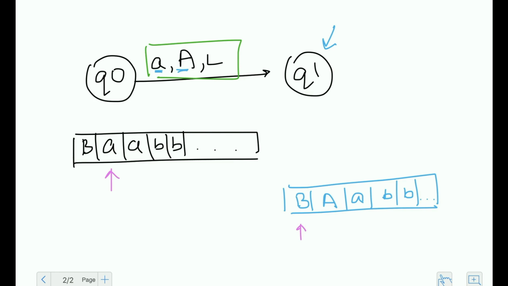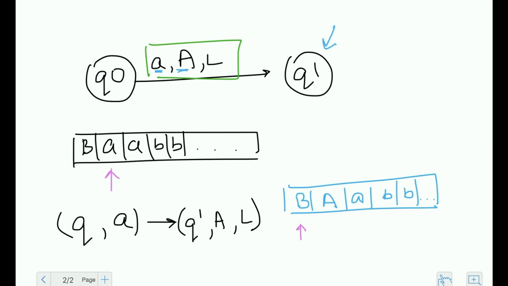The way we write these transitions is that if we are at a state Q and we have an input symbol a which is read from the tape, we move to a new state Q prime, and we change the symbol a to something else, let's say capital A, and then we also specify which direction the cursor moves in. So we have an L right here. So that's what a Turing machine looks like.